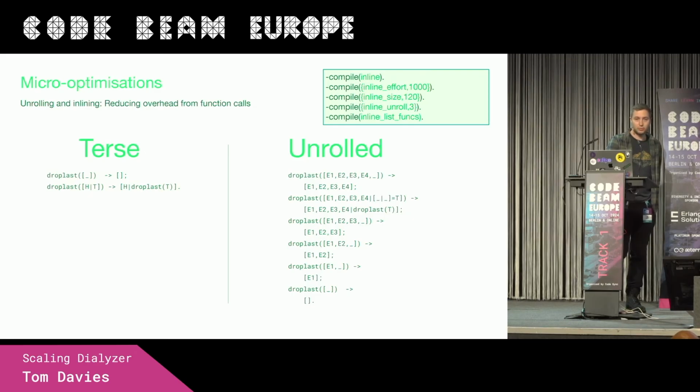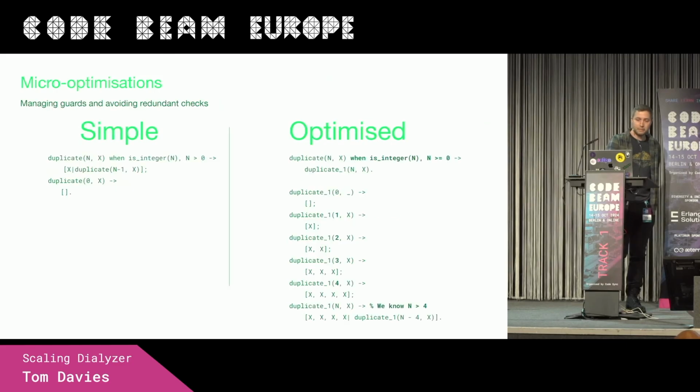And for list operations, that turns out to make a very big difference, because a lot of what they do really is just calling the function itself again. But you can go a bit further than this. Here we have an example of the list duplicate function, which takes the number of times we want to duplicate an element and the element itself.